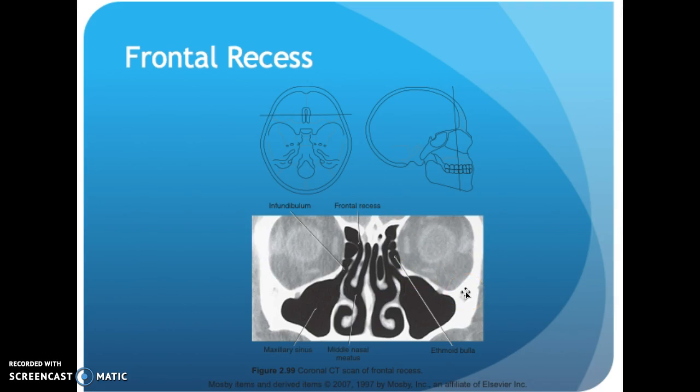CT image, this is a coronal. You can see where it's cut through. So we have the maxillary sinuses, ethmoid bulla, nice and round. Your infundibulum where it comes up and out, and this is your inferior nasal meatus.